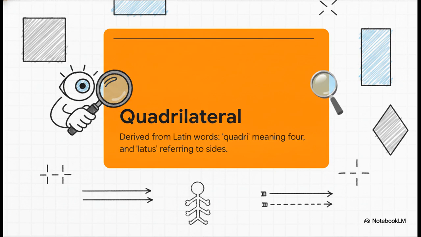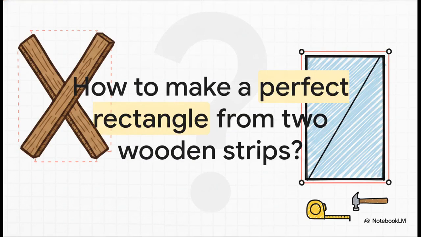Simple enough for sure. But as we're going to see, having four sides is really just the entry ticket. The real magic lies in how those sides actually interact with each other. To really anchor our investigation in the real world, I want you to step into the shoes of a carpenter for a second. We call this the carpenter's problem.